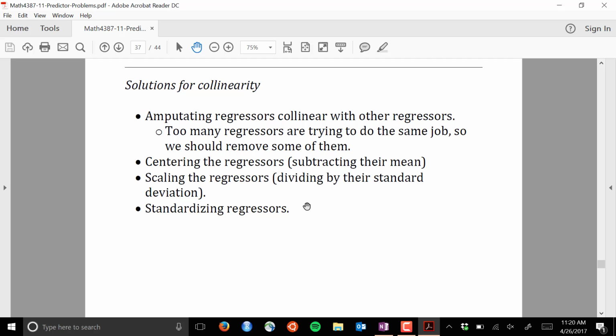Now that we have identified some of the regressors that may be collinear with one another, the question is, how do we solve the problem of collinearity?